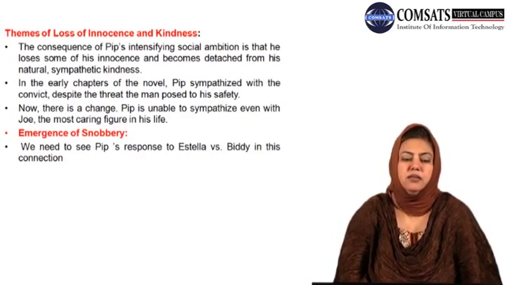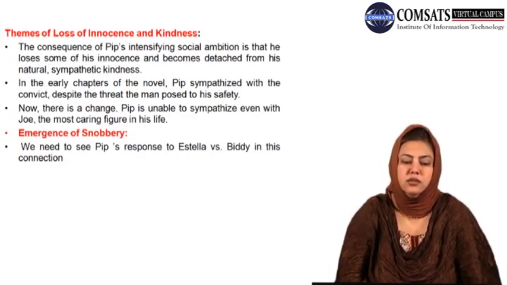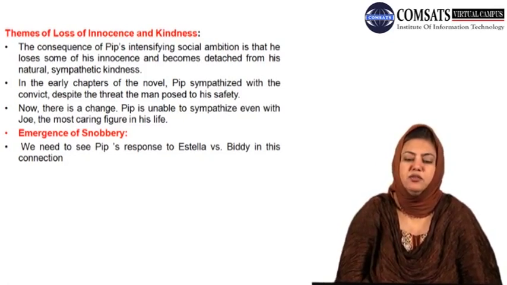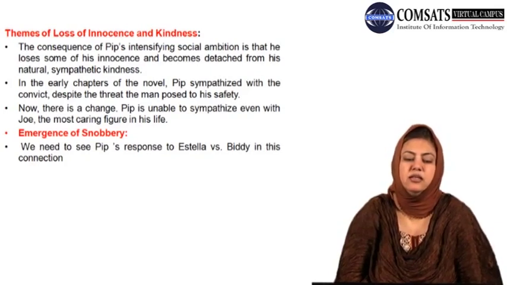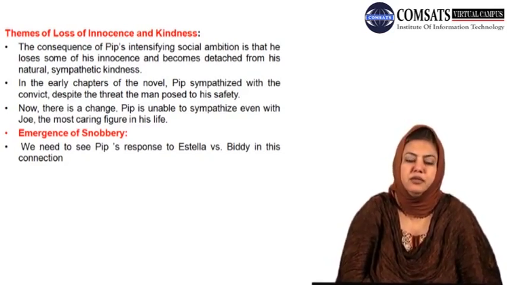An important theme that we notice here through this chapter is the loss of innocence and kindness. The consequence of Pip's intensifying social ambition, his desire for upward mobility, his desire to be a gentleman, is that he loses some of his innocence and becomes detached from his natural, sympathetic kindness. We noticed him to be kind to the convict even in the worst kind of circumstances, and now what we notice is he has lost some part of that kindness.